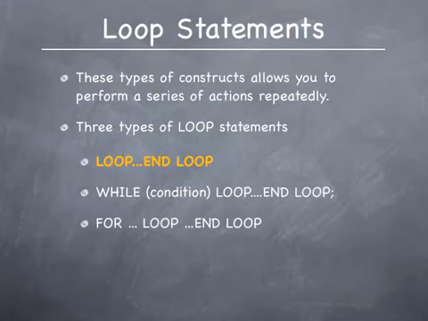The third type of loop statement is the for loop. The for loop also ends with the words end space loop, and you can use one of these or some of them even interchangeably depending on your program.